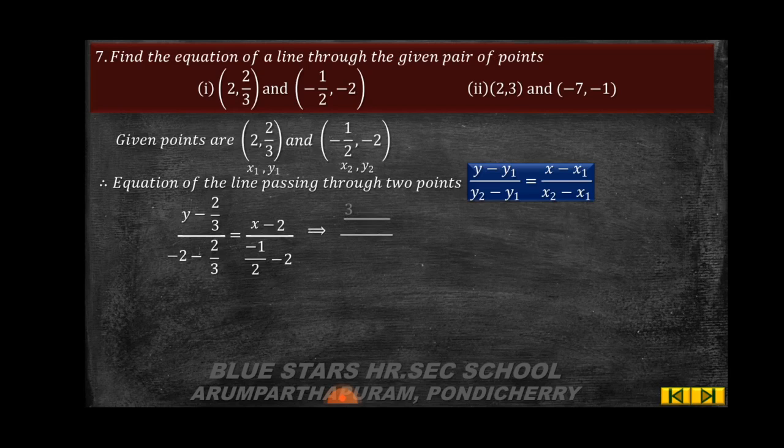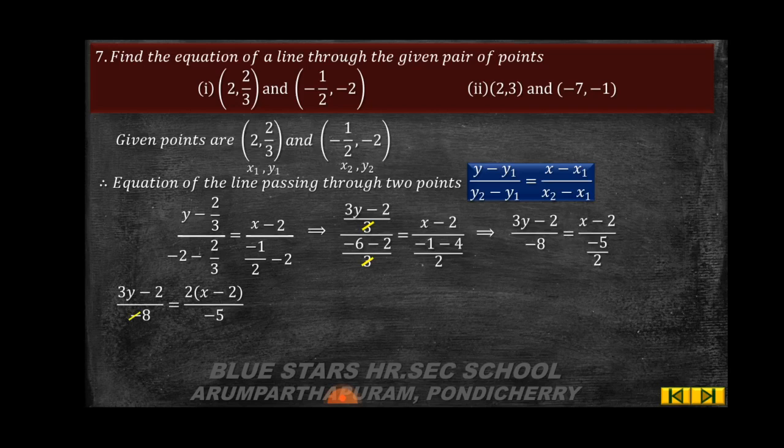The next step is you have to do cross multiplication. So 3y minus 2 divided by 3, the whole thing divided by, cross multiplying in the denominator, 3 into minus 2 is minus 6. Minus 6 minus 2 by 3, which is equal to x minus 2 divided by minus 1 minus 4 by 2. Then 3 gets cancelled. The simplified equation is 3y minus 2 divided by minus 6 minus 2 is minus 8, which is equal to x minus 2 divided by minus 1 minus 4 is minus 5 by 2.